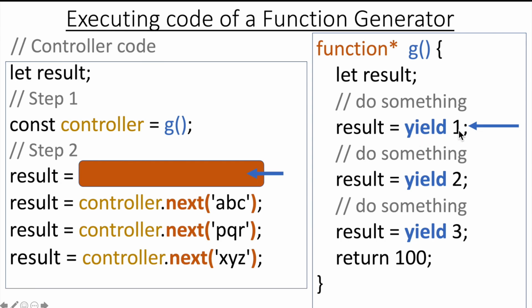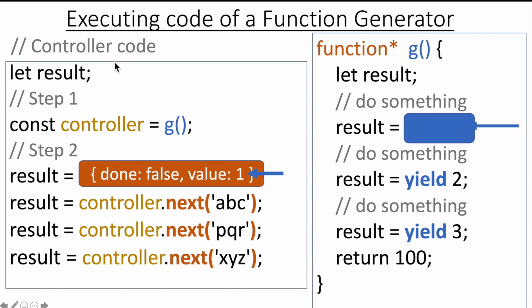When yield 1 is processed, the execution is paused over here and 1 is sent over to the controller code side. So the execution is paused and 1 is sent over as part of a message to the controller code side. As you can see, 1 is part of the message that is sent over to the controller code side. The message includes 2 properties.